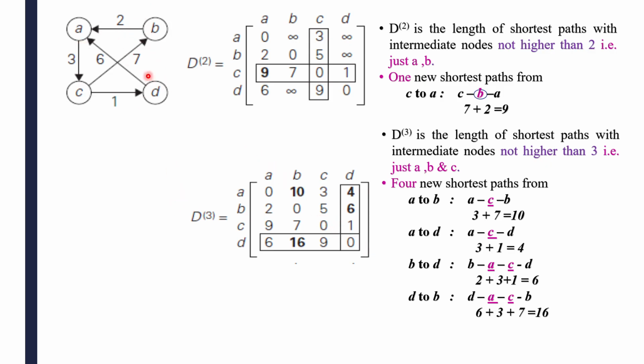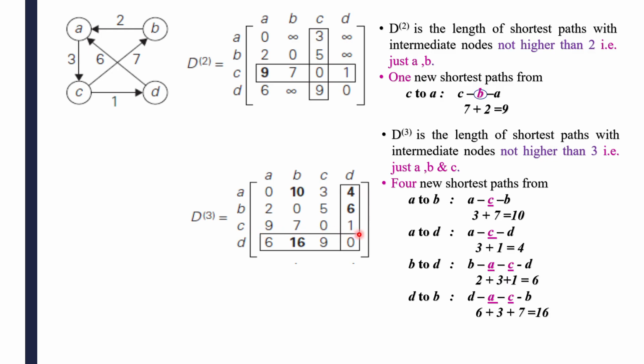Next, B to D. Yes, I'll get a new path. What is it? Via A and C, I can reach from B to D. So that is B to A, distance 2, and A to C 3, and C to D 1. So 2 plus 3 plus 1 is 6. That's why it is changed to 6.